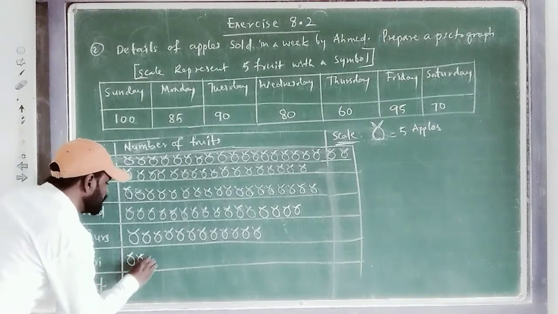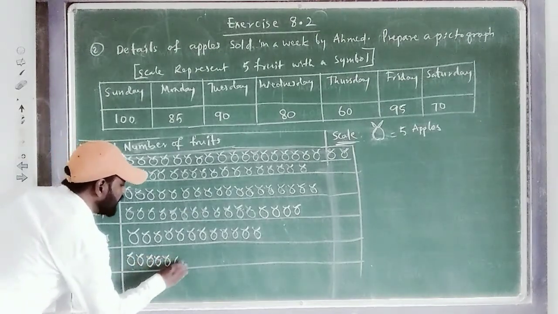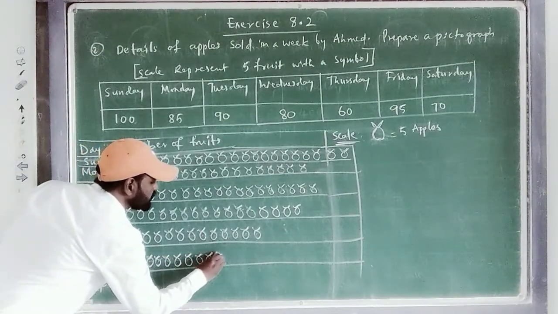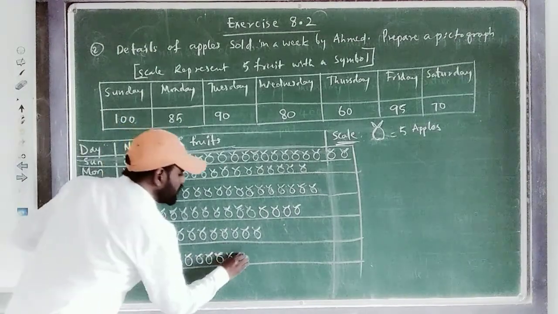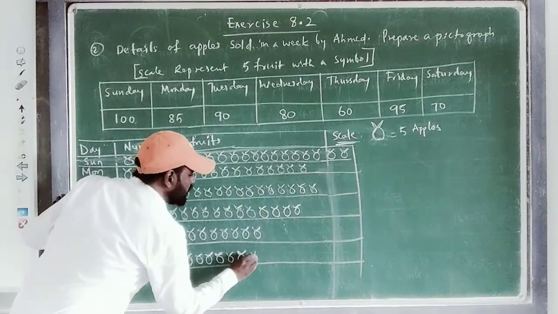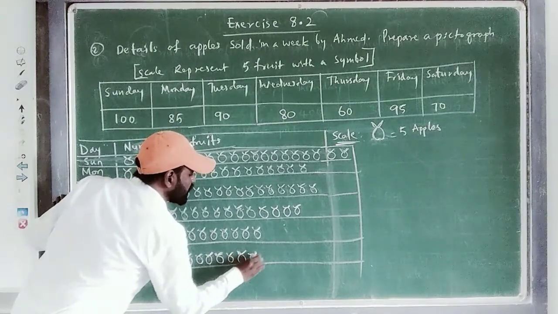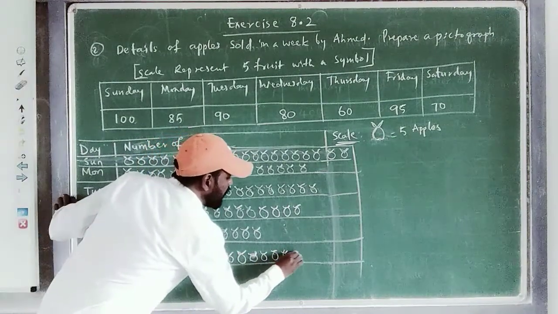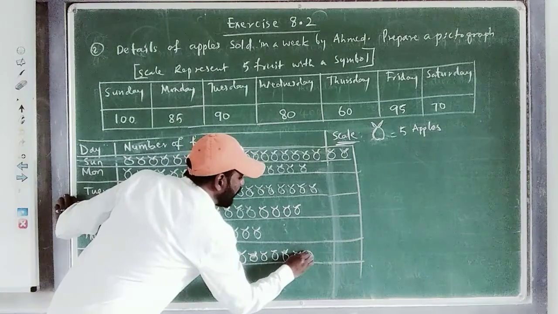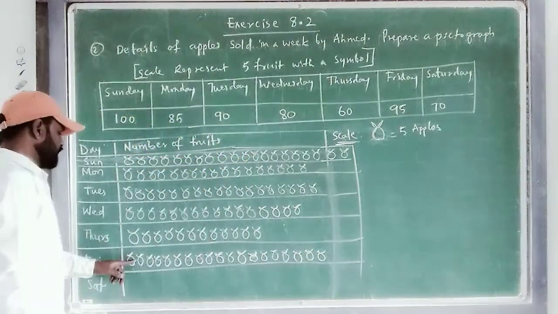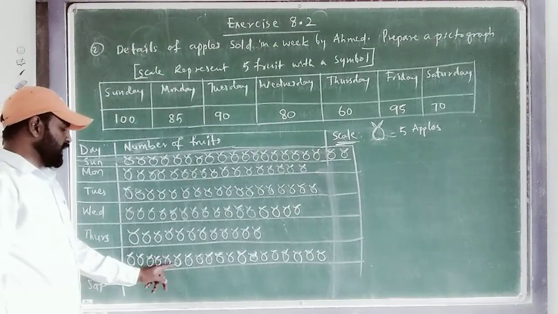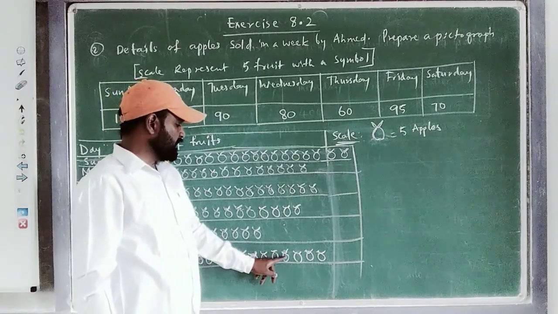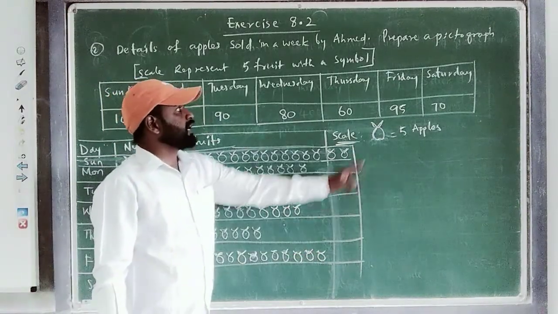So 1, 2, 3, 4, 5, 6, 7, 8, 9, 10, 11, 12, 13, 14, 15, 16, 17, 18, and 19. So 5, 10, 15, 20, 25, 30, 35, 40, 45, 50, 55, 60, 65, 70, 75, 80, 85, 90, 95 on Friday.